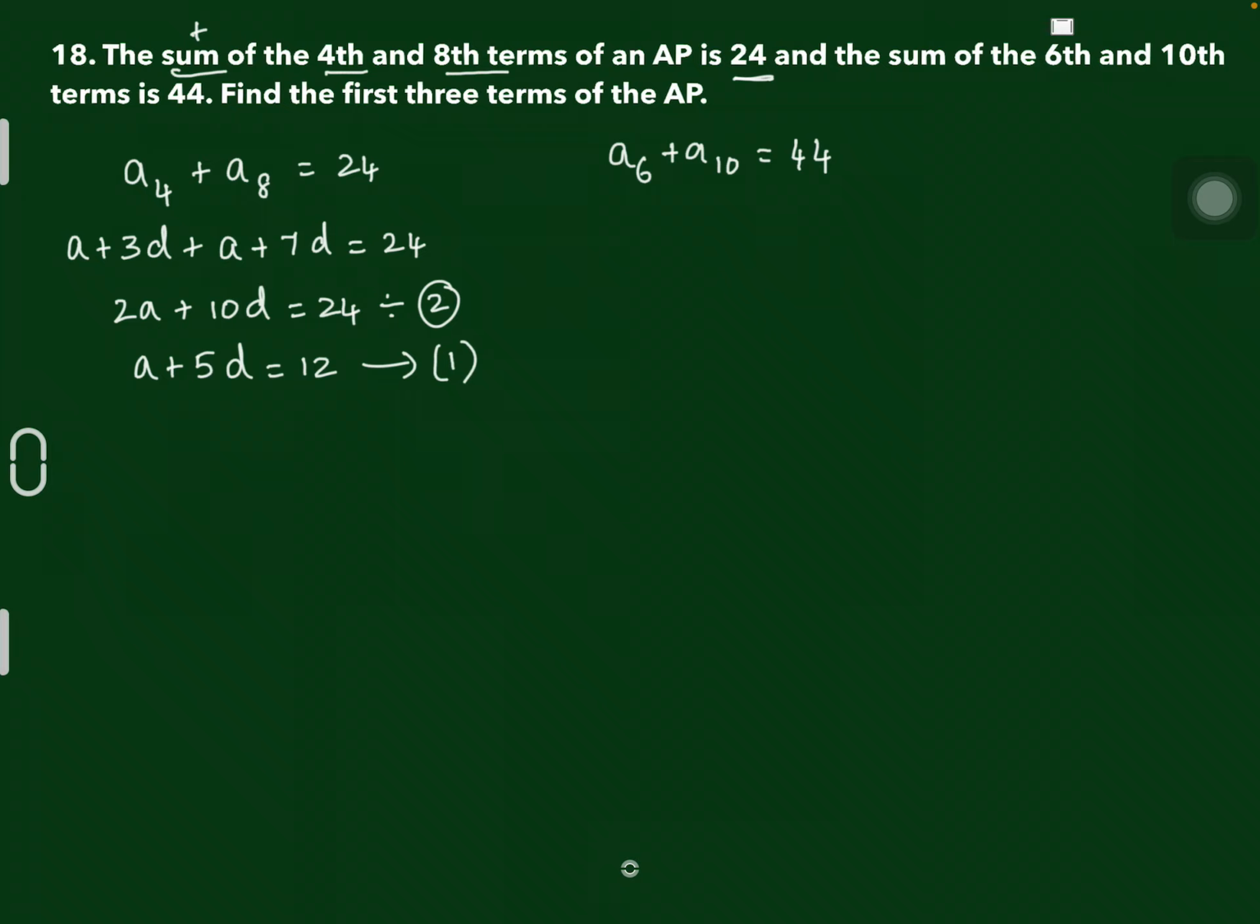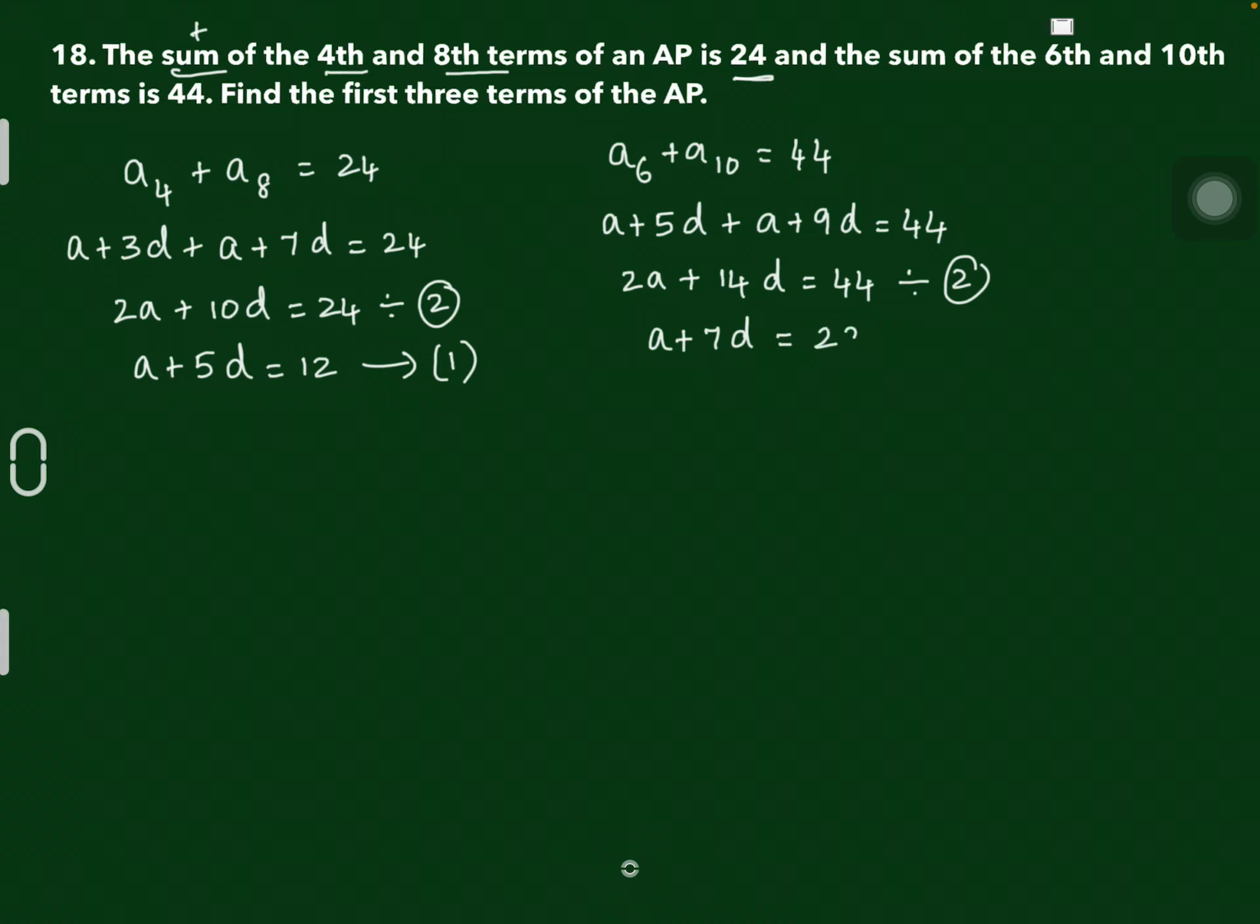Now, look at this, A6 plus A10. How do you write A6? A plus 5D. And what is A10? A plus 9D is equal to 44. So, A plus A is 2A, plus what is 5D plus 9D? 14D is equal to 44. Again, everything is divisible by 2, so I divide throughout by 2. So, A plus 7D is equal to 22. I mark this as equation number 2.